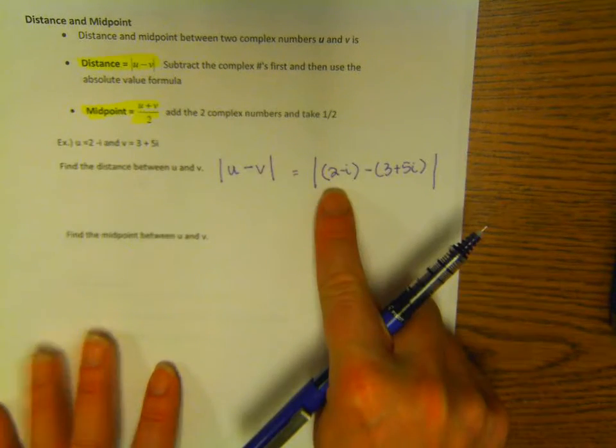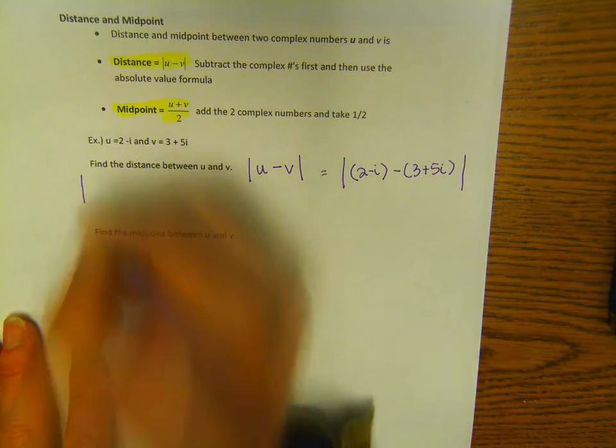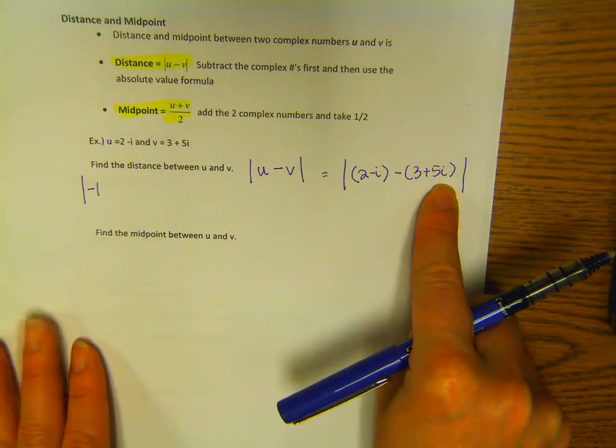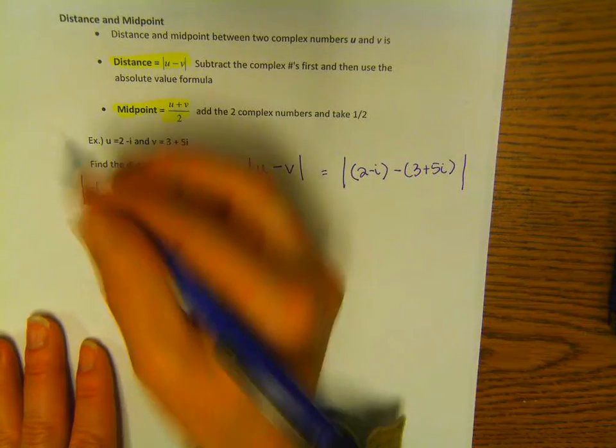All right, so let's simplify this. We're going to do the reals and imaginaries. What's 2 minus 3? Negative 1. And negative i minus 5i. Got to subtract both parts. What's that? Minus 6i. Okay.